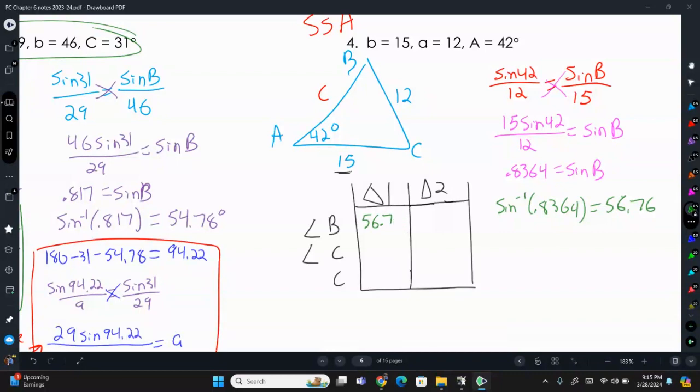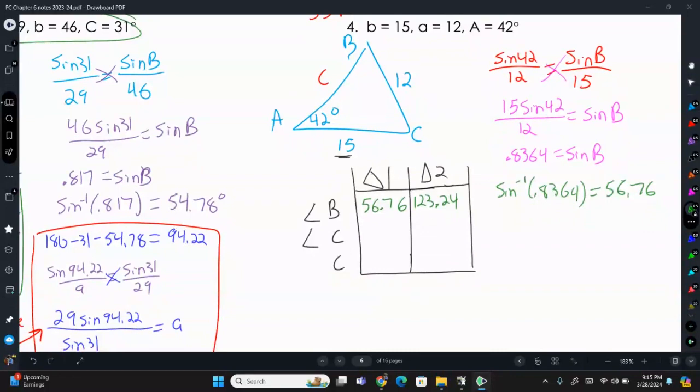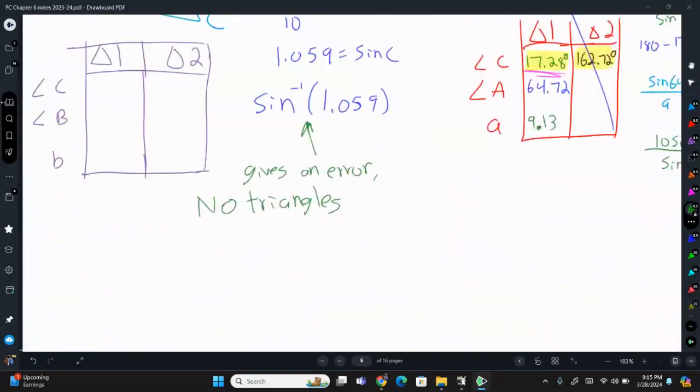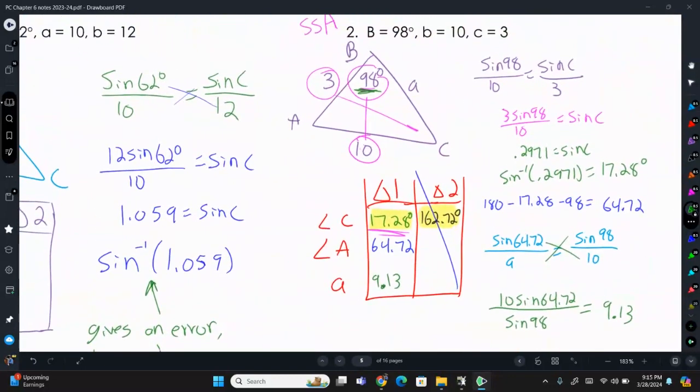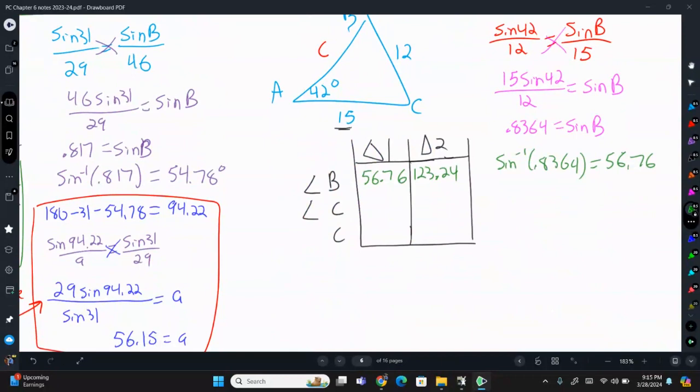So then in the second triangle, we have to do 180 minus 56.76, and we get 123.24. And we were given that angle A is 42 degrees, so we can still have a second triangle. I'd like to do this first because we saw in that second problem that the second triangle couldn't exist almost right away.